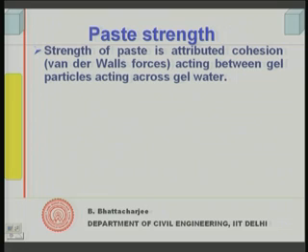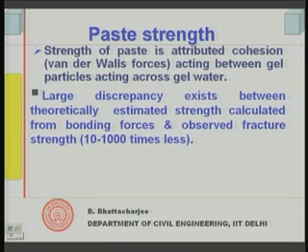So, paste strength: the bond is usually due to van der Waals forces, and also chemical bonds between the crystals are also there. Now, when one tries to calculate the strength of paste from atomic concepts, that is, consider the number of bonds per unit area, and the strength of each bond being known, you can find out what would be the strength of the paste if it is the bond which is controlling the strength of the paste under tension.